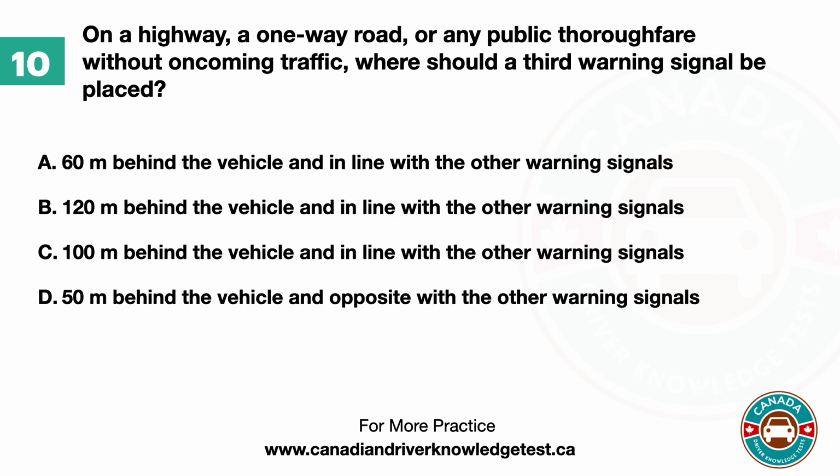Question 10. On a highway, a one-way road, or any public thoroughfare without oncoming traffic, where should a third warning signal be placed? A. 60 m behind the vehicle and in line with the other warning signals. B. 120 m behind the vehicle and in line with the other warning signals. C. 100 m behind the vehicle and in line with the other warning signals. D. 50 m behind the vehicle and opposite with the other warning signals. The answer is A. 60 m behind the vehicle and in line with the other warning signals.